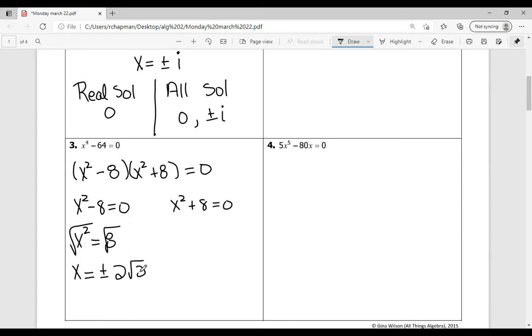And I get 2 square roots of 2. Now, if you remember, when you take 8, the perfect square is 4. The non-perfect square is 2. And that becomes 2 square roots of 2. So when you break down the square root of 8, or any square root, you always have to make sure that you pull out all the perfect squares first.